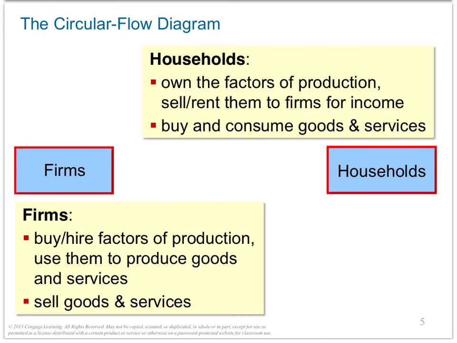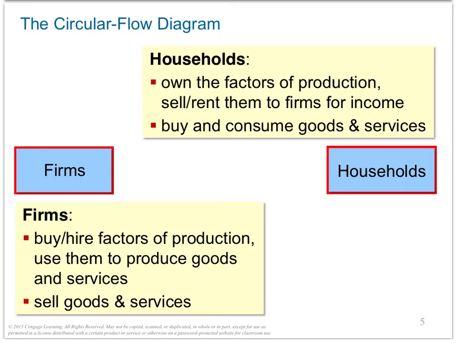We have in this diagram two agents, firms and households. What is the role of the households in this diagram? They own the factors of production, sell or rent them to the firms for income, and buy and consume goods and services. On the other hand, firms buy or hire factors of production, use them to produce goods and services, and sell goods and services. And it's actually very helpful to understand the general economy.